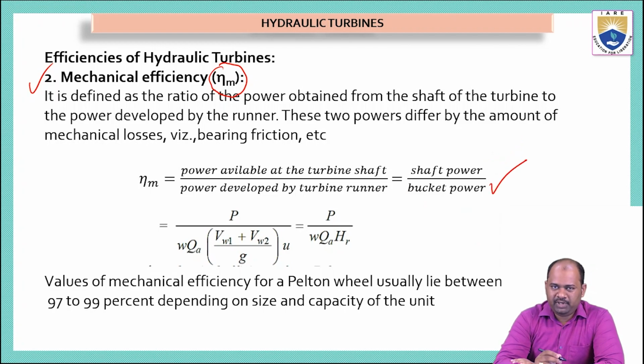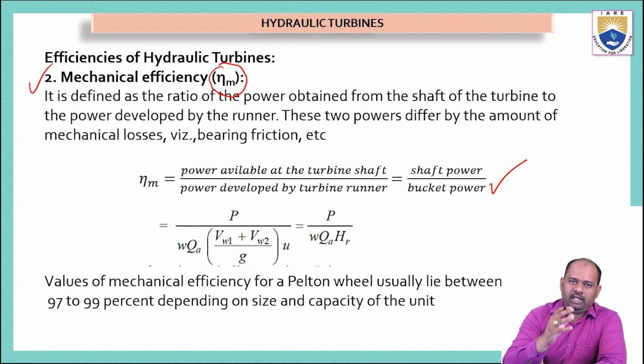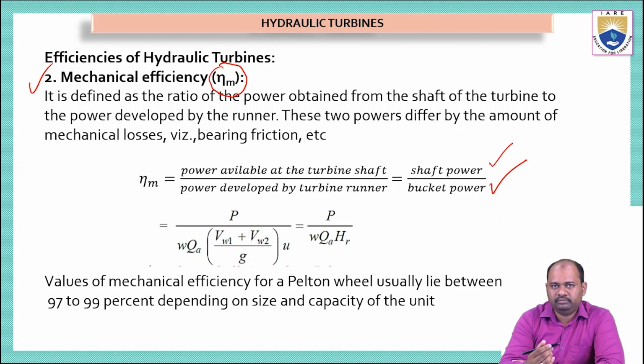Now we have seen in the previous efficiency, that is hydraulic efficiency, we have tried to understand the relation between the energy available at the inlet and the energy inside the runner. Now in this formula, we will calculate the mechanical efficiency where we are going to compare the energy available at the shaft to the energy available at the bucket, that is the runner.